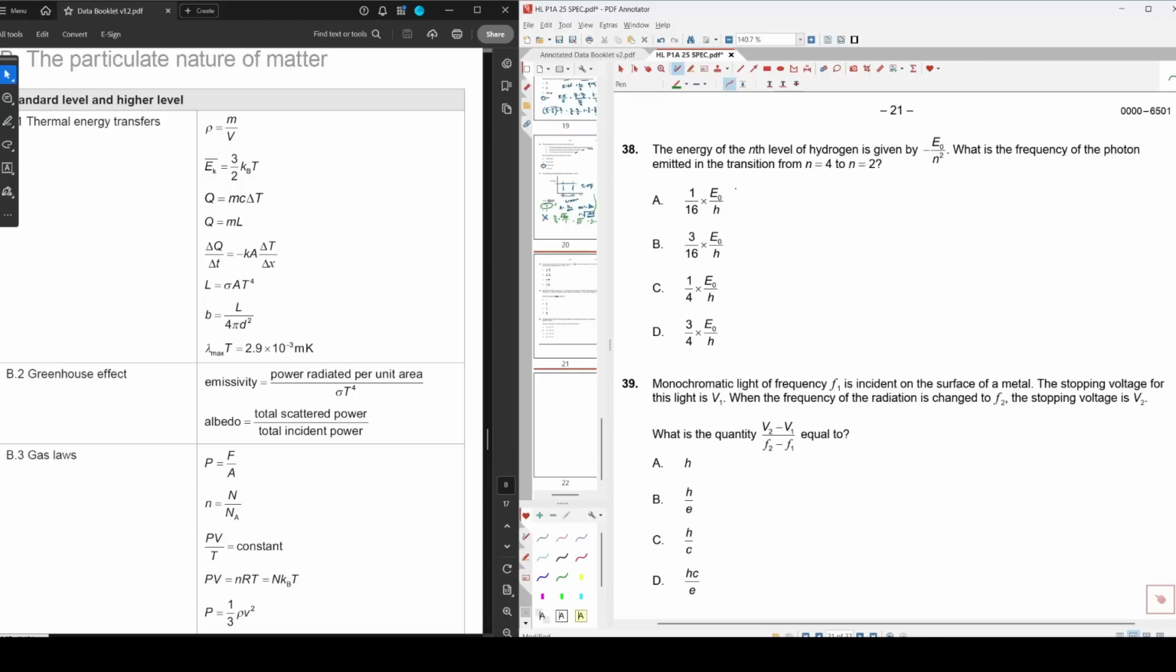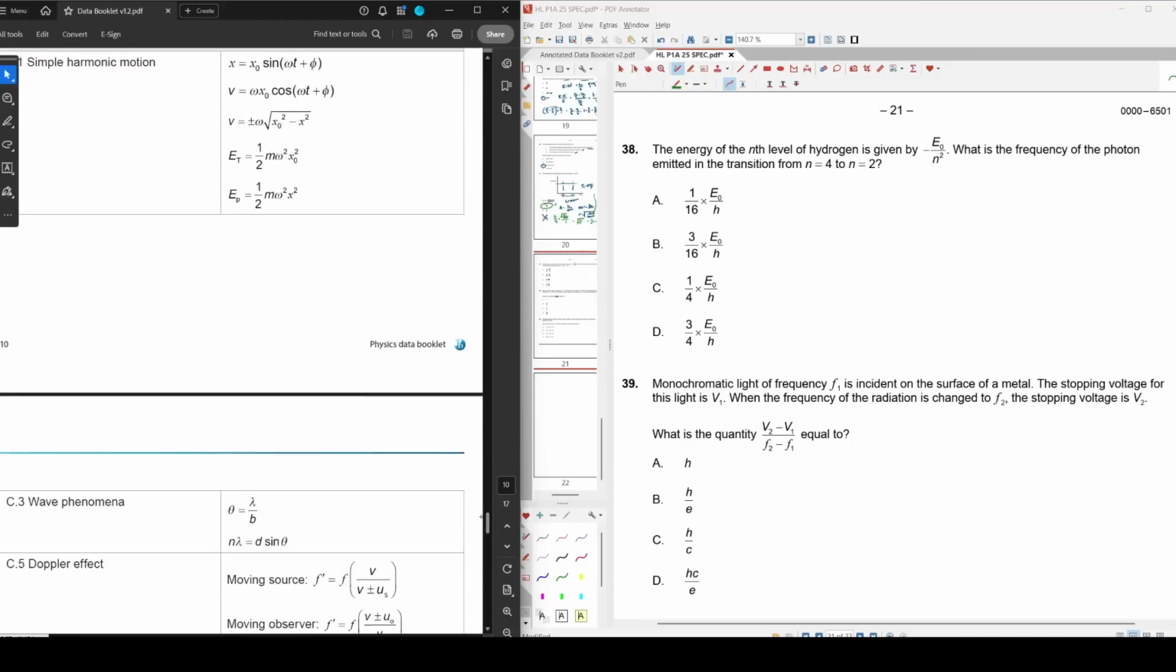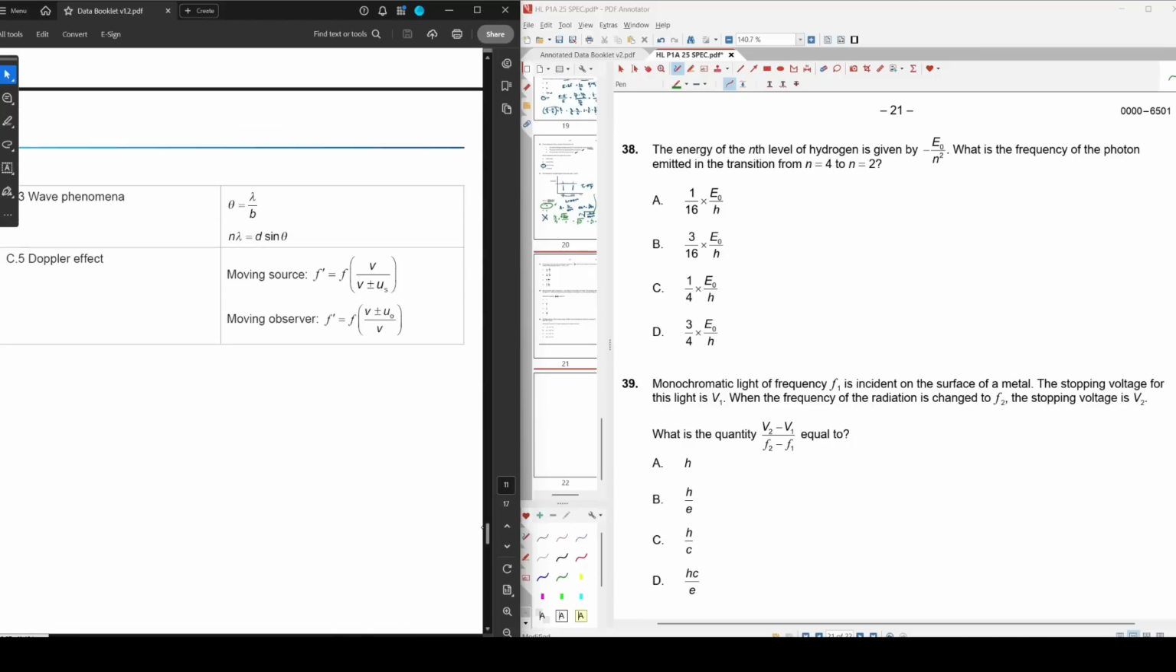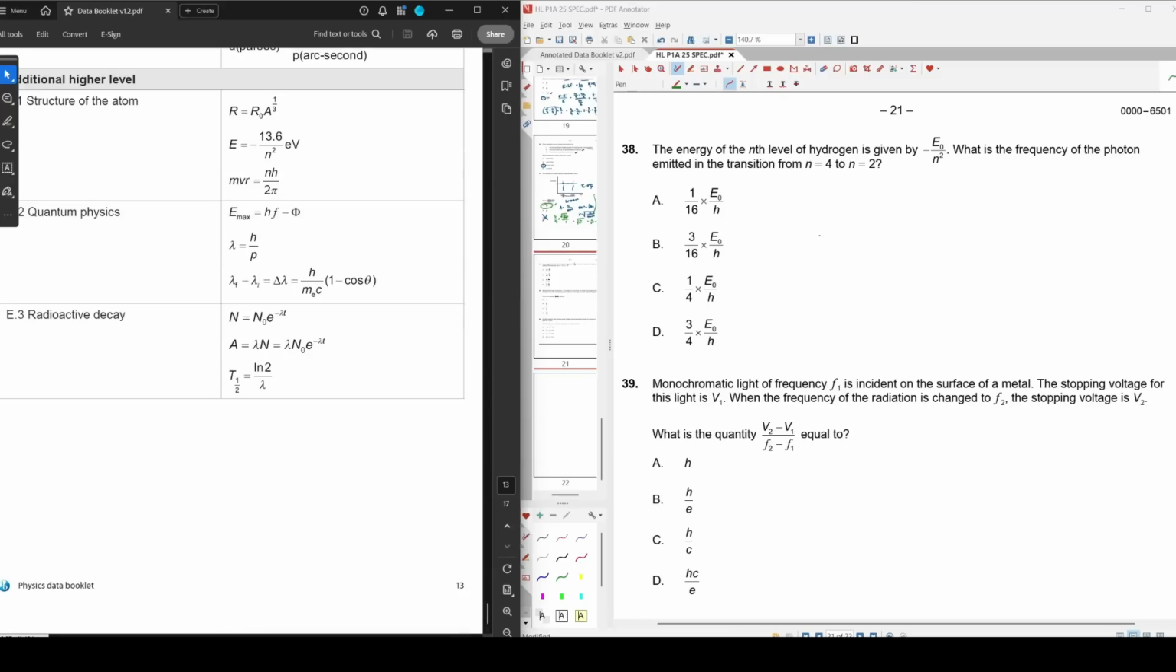Energy in the nth level of a hydrogen atom. Well, I know there's an equation for this. What's the frequency of the photon emitted in the transition from n equals 4 to n equals 2? Okay. Well, the energy of a photon is E equals hf, and E is the difference in energy levels. So I've got to do the difference in the n equals 4 and n equals 2 levels. And I would multiply that by, no, for frequency, I'm going to divide by h then.